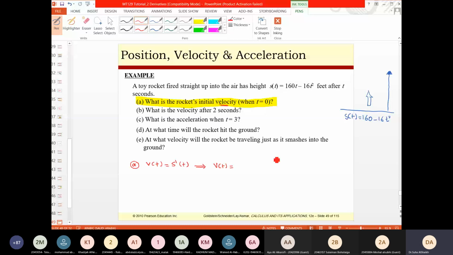Let me write it here; I'm going to use it again. This equals minus 32t. Initial means at the beginning of the time, meaning when t is 0. Even if they didn't give me t equal to 0, I know that the initial time, the start of the experiment, is t equal to 0. So I want the velocity at t equal to 0. Actually, sorry, we have a mistake here, because there is a t and I forgot to write it.